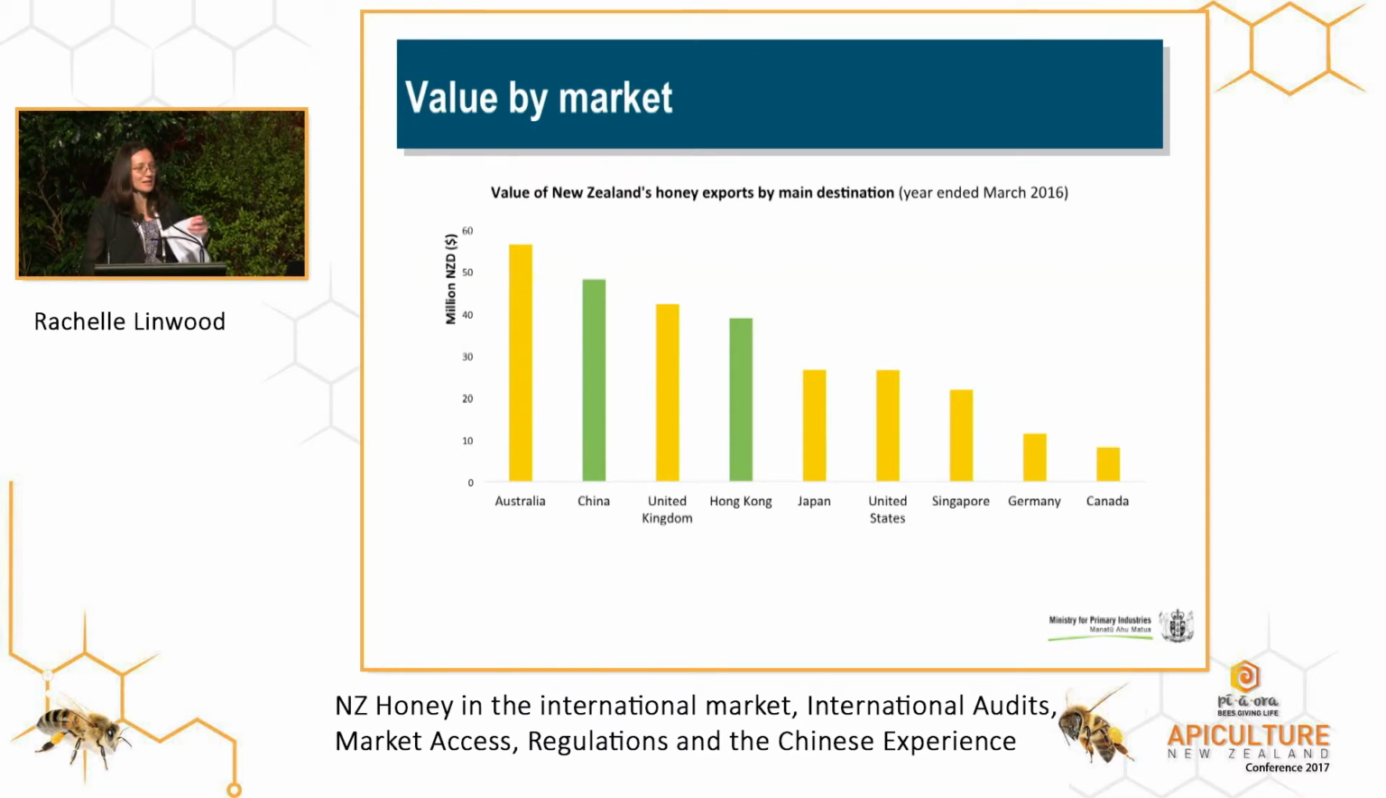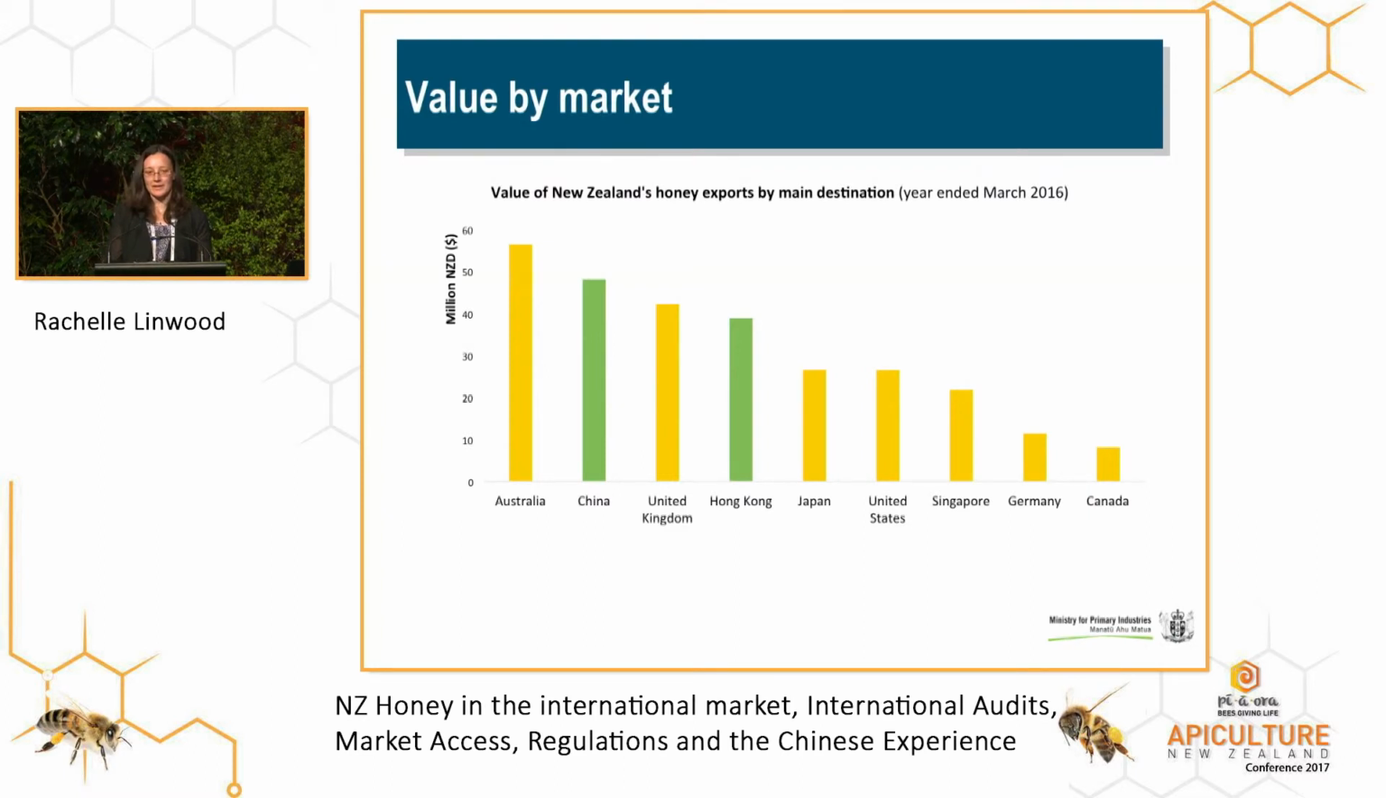I was also asked to cover just the international audits. So meat, dairy, seafood and plant industries are audited comparatively quite frequently compared to the honey industry. Audits can be of individual premises. These aren't our preferred ones, and with the amount of premises in the honey industry, that definitely wouldn't be the preferred approach.